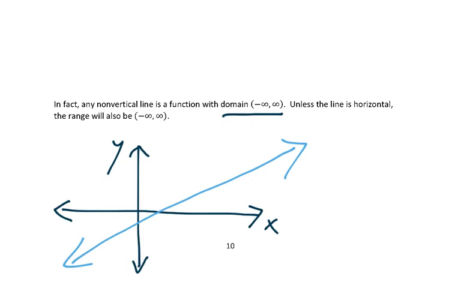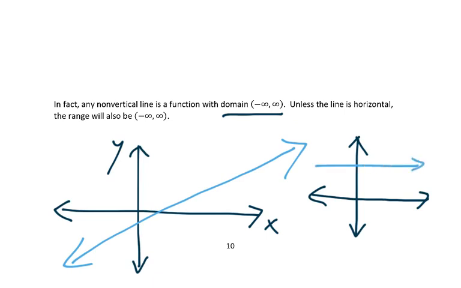So any non-vertical line will have domain equal to all real numbers. And if the line is not horizontal, then the range will also be all real numbers. Let me draw this quickly. But if the line was horizontal, like this, let's say, then the range is going to be a single number. So if this line passes through, let's say, the number k, then the domain will be everything, but the range will be just the number k.